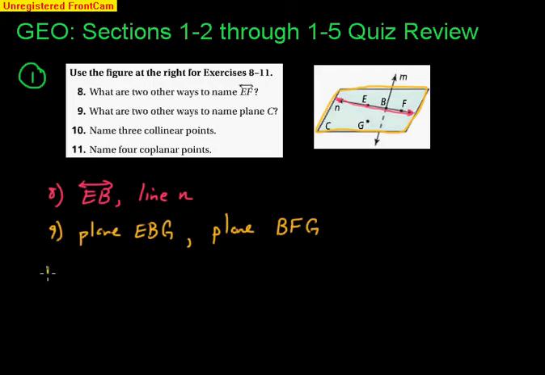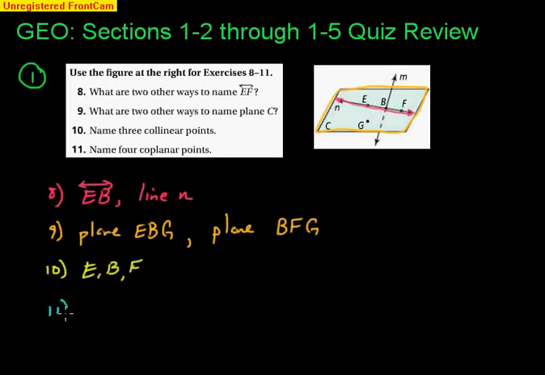Okay, let's move on to 10. 10 says, name 3 collinear points. Well, we kind of just talked about it. It's the 3 points that are in a line. That would be E, B, and F. E, B, and F that are on line n.